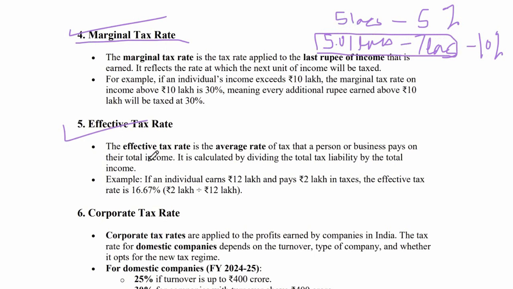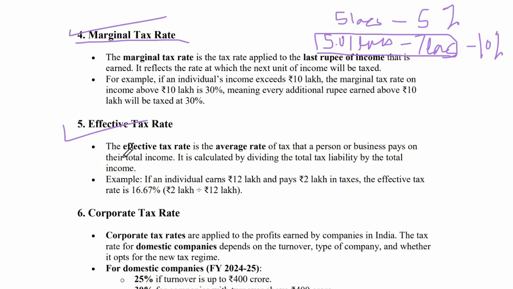Effective tax rate. The effective tax rate is the average rate of tax that a person or business pays on their total income. It is calculated by dividing the total tax liability by the total income. Example, if an individual earns 12 lakh rupees and pays 2 lakhs in tax, the effective tax rate is 16.67%.